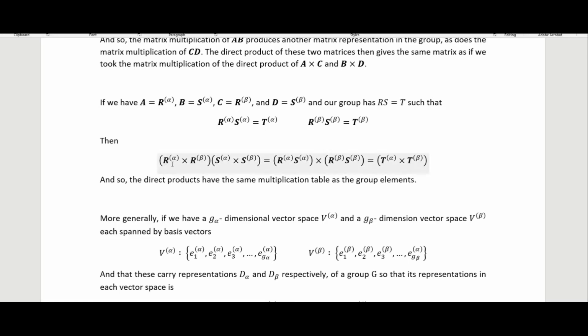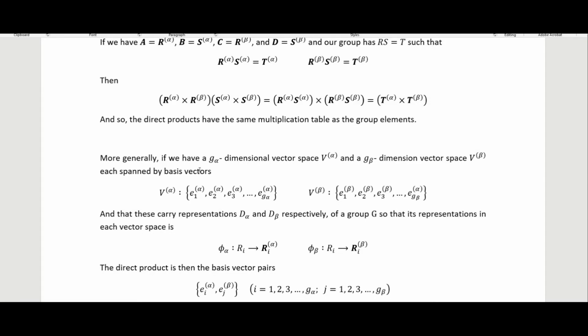We then see that if we do the direct product of the R alpha representation and the R beta representation, and do the matrix multiplication of the S alpha representation and the S beta representation, that's the same as doing the R alpha S alpha, which we have up here, and the R beta S beta, which we have up here, which is just the same as doing the direct product of the T alpha and T beta. So the direct products have the same multiplication table as the group elements.